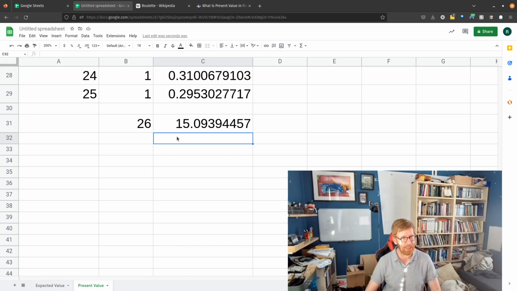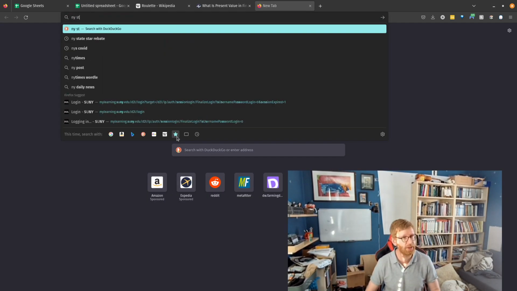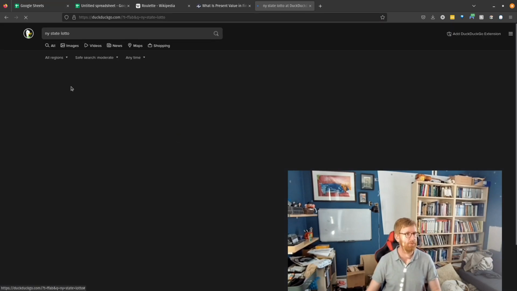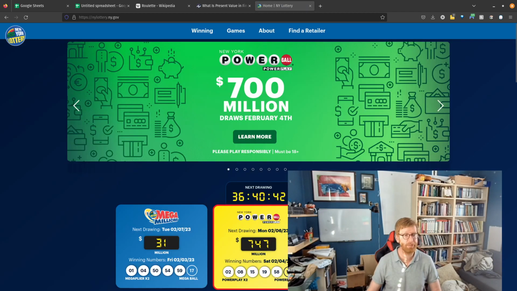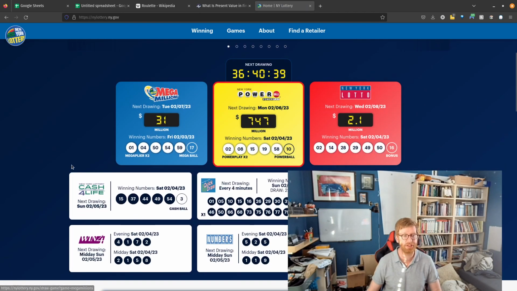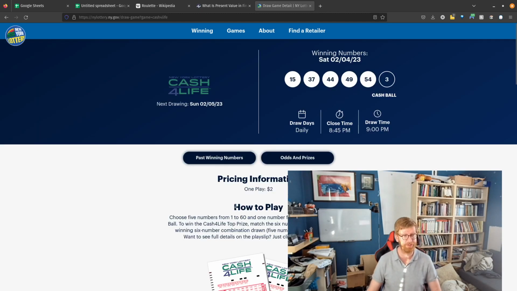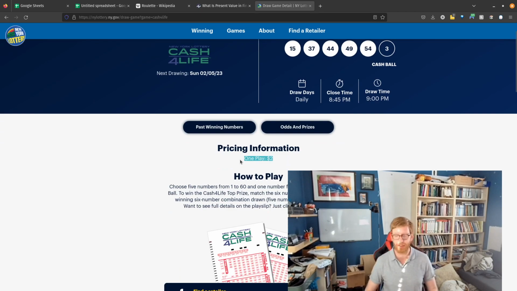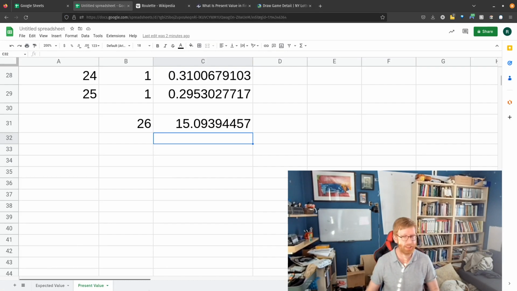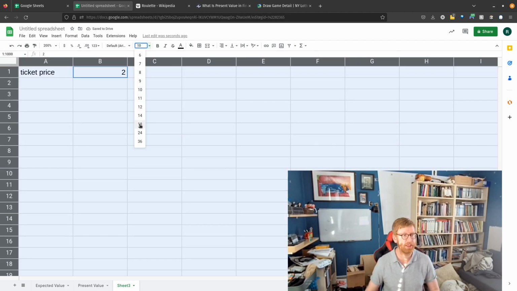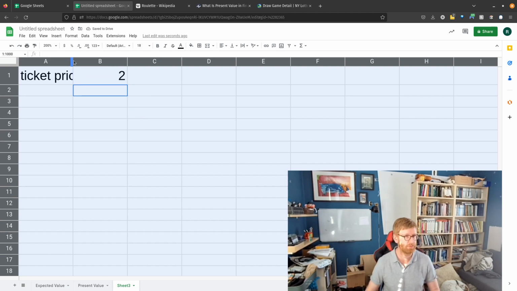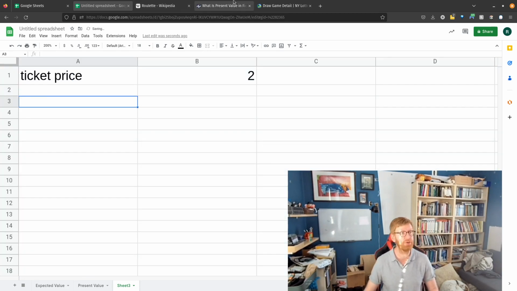Actually, hey, this is another good example. So if we go to New York State Lotto, let's take a look at some examples and see if we can put the two together. All right, so Mega Millions. Is there one? Here we go, Cash for Life. So you pay $2. Let's create a new sheet using both of these tools. Let's make this all size 18 so you can read it. Ticket price is $2.